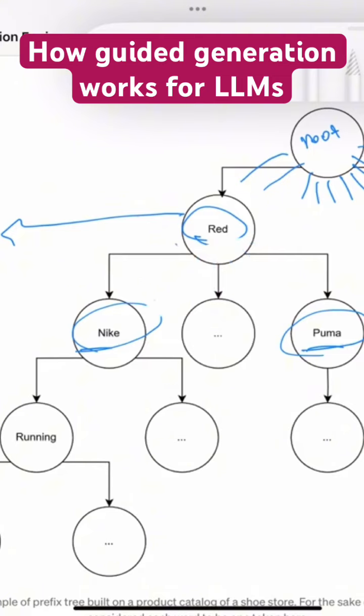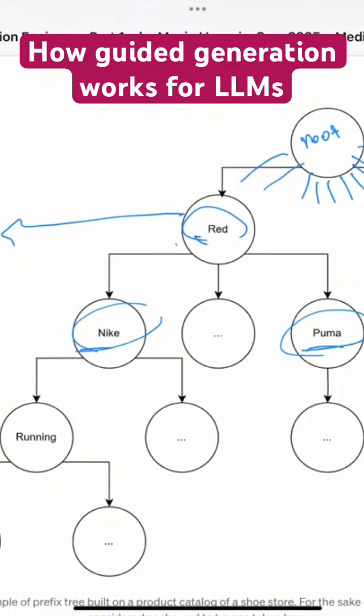Because the only possible tokens, or here for simplicity, the only possible words that can come after red are Nike, Puma, or other words that we have allowed the LLM to select from. But when it wants to say red X, the X is not even possible to select from. So the LLM doesn't even consider it. So you no longer get a random brand that doesn't even exist in your database.